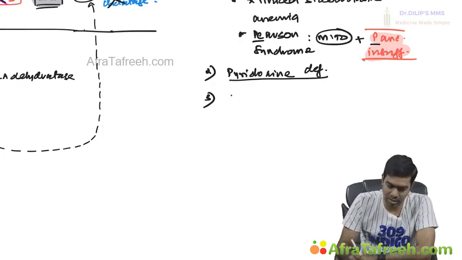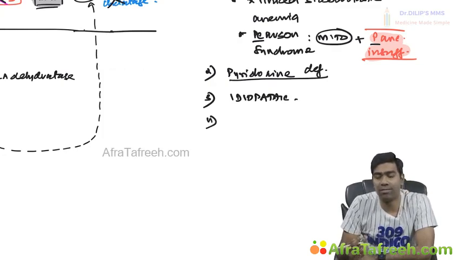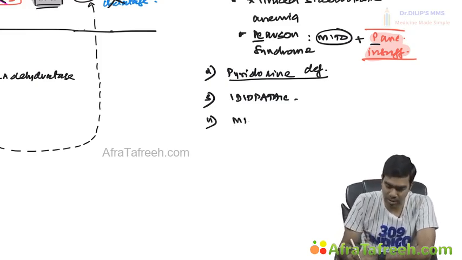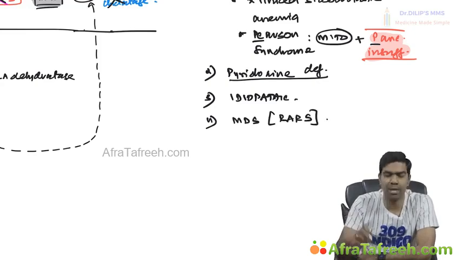Number 3, it could be completely idiopathic. We don't know what the reason for that is. Number 4, you have certain types of myelodysplastic syndrome. Especially there is one type of myelodysplastic syndrome called RARS. This is called refractory anemia with ring sideroblasts.